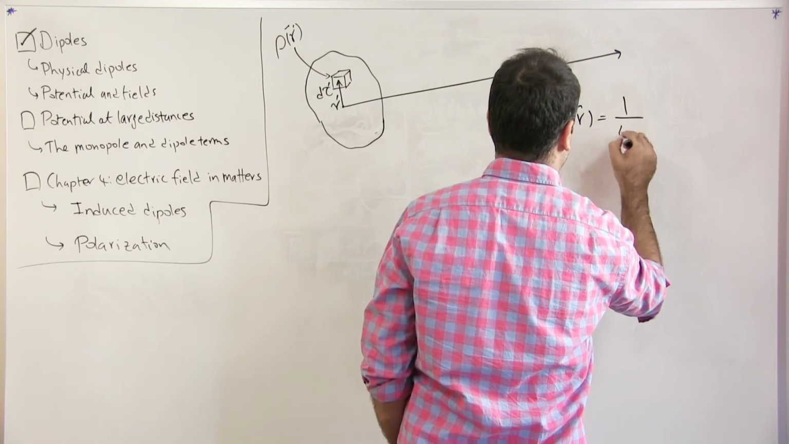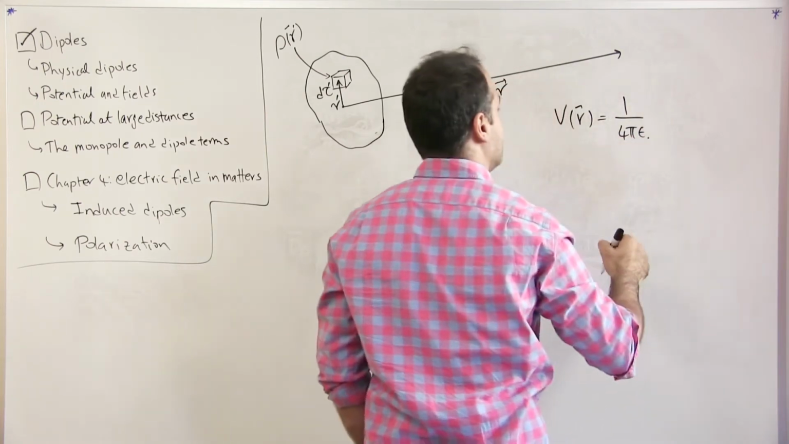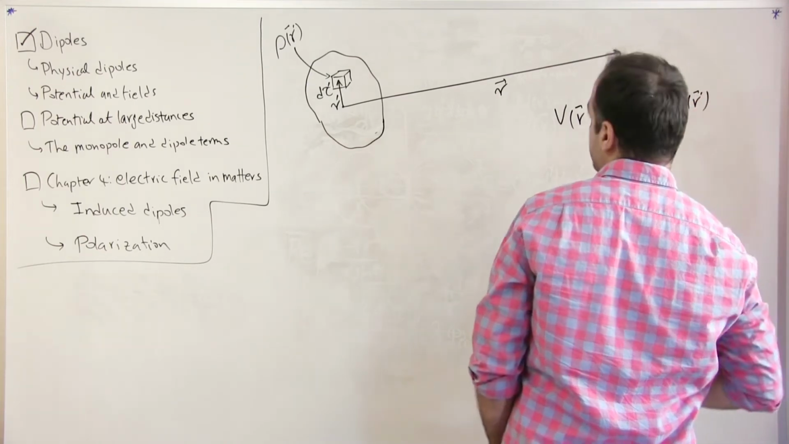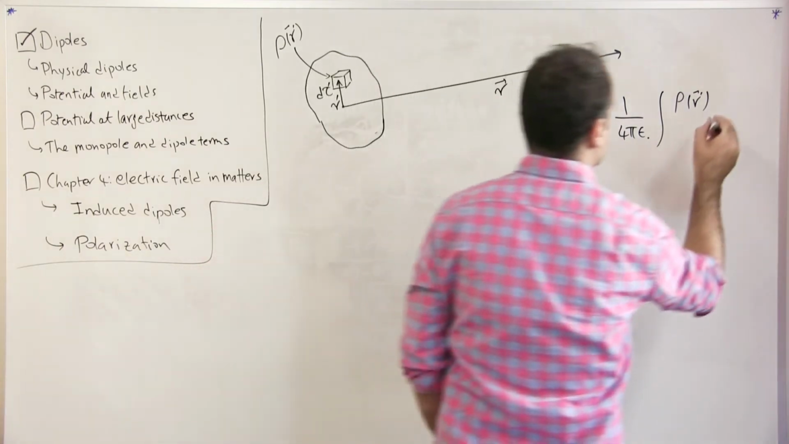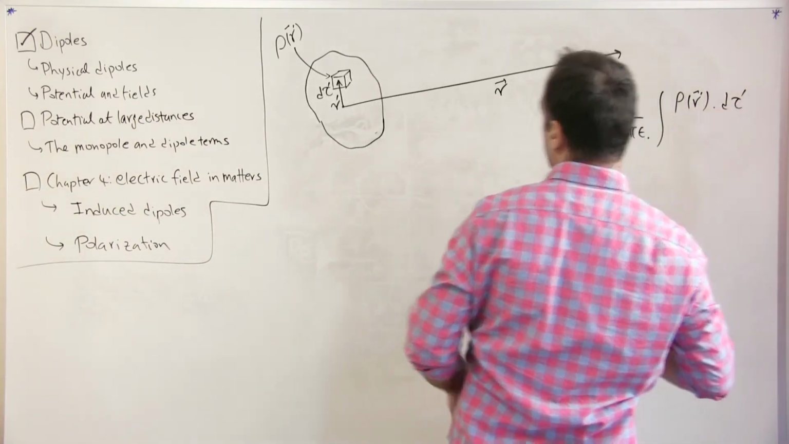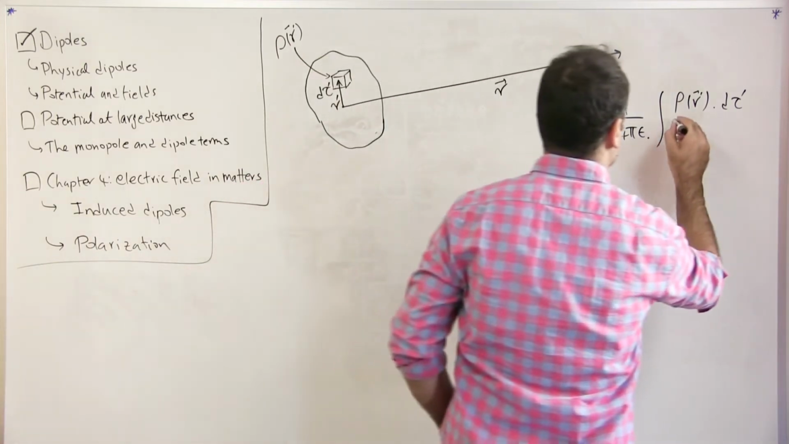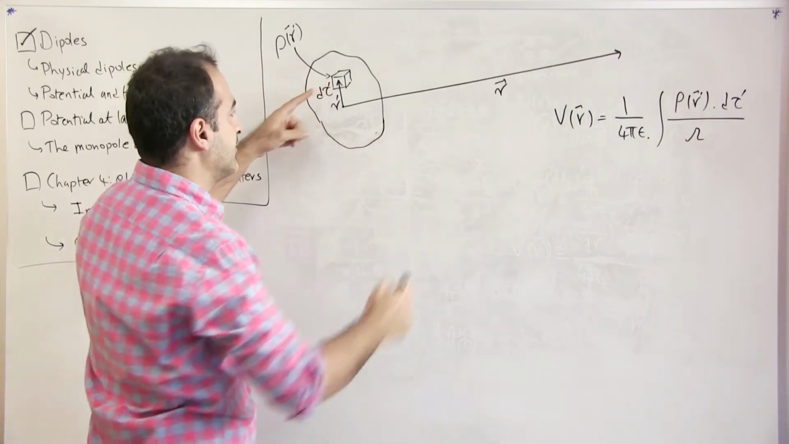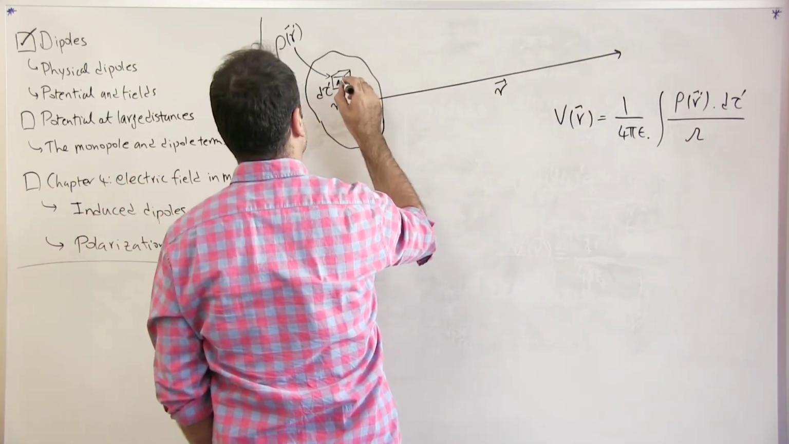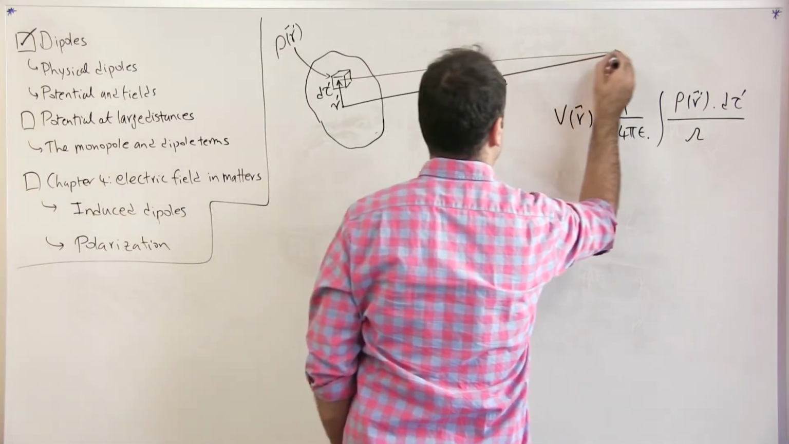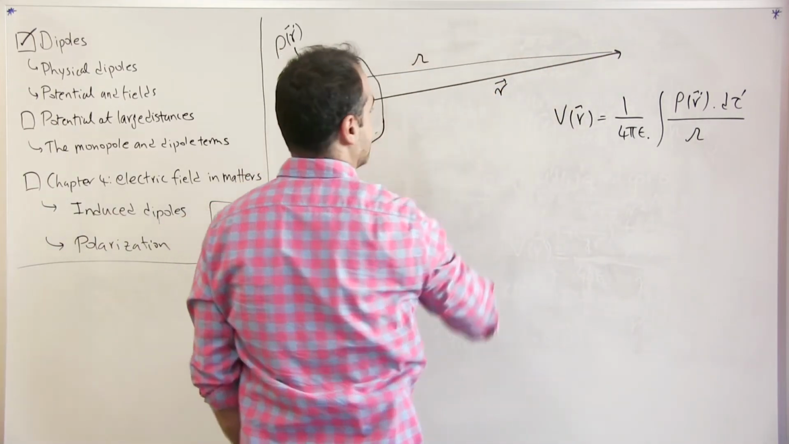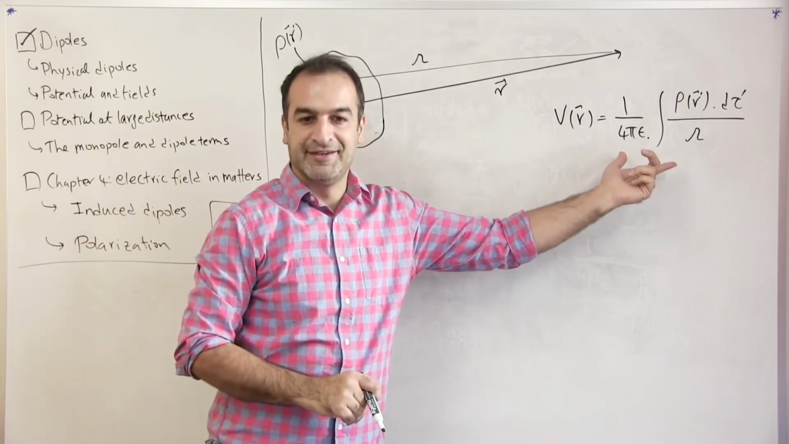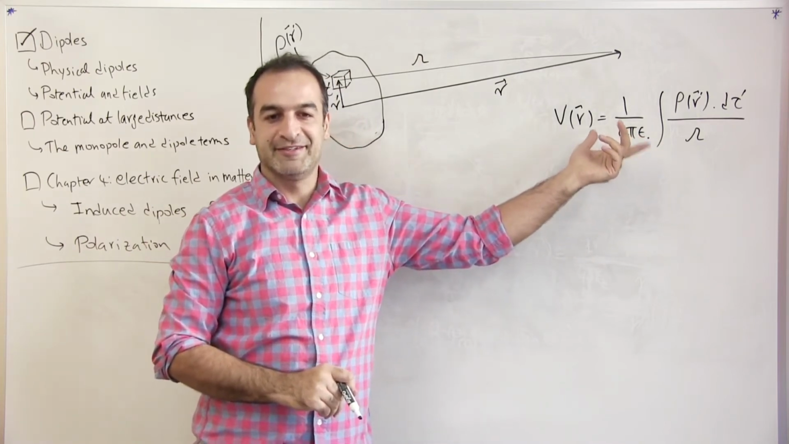Okay, so the potential in terms of integral is 1 over 4 pi epsilon 0 integral of rho of r prime, which is the charge density at this point, times d tau prime, which is the infinitesimal volume here, divided by r, which is the distance vector from this point to where we are calculating the potential. So something like this, and this is r. Okay. So if you can do the integral here precisely, you are lucky, you can calculate the potential.